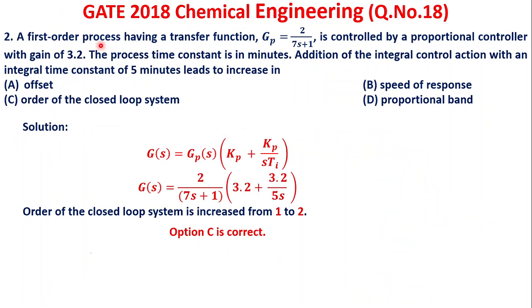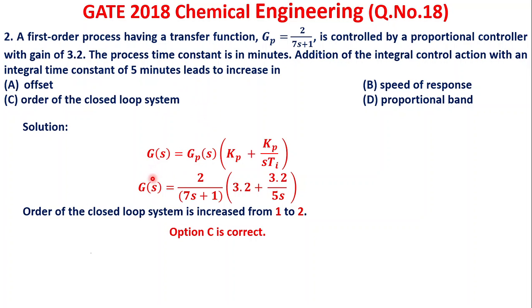Next question. It is taken from GATE 2018 Chemical Engineering, question number 18. A first order process having a transfer function Gp equal to 2 by 7s plus 1 is controlled by a proportional controller with a gain of 3.2. The process time constant is in minutes. Addition of the integral controller with an integral time constant of 5 minutes leads to increase in, so we have to choose one among the best options.